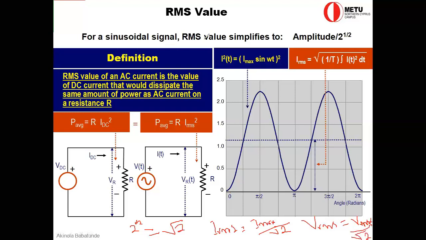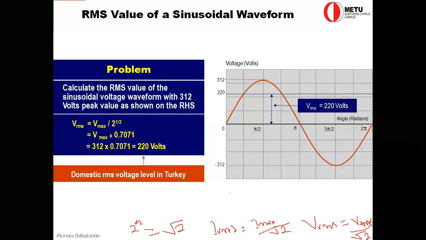That is what this means. For a sinusoidal signal, RMS value simplifies to amplitude divided by 2 raised to power half, where 2 raised to power half simply means the same thing as square root of 2. Okay, so here is a simple question that we can check out to see how this applies to some of the things we've been talking about. Calculate the RMS value of the sinusoidal voltage waveform with 312 volt peak value as shown on the right hand side. So the amplitude voltage in this case is going to be 312. So V max is 312.